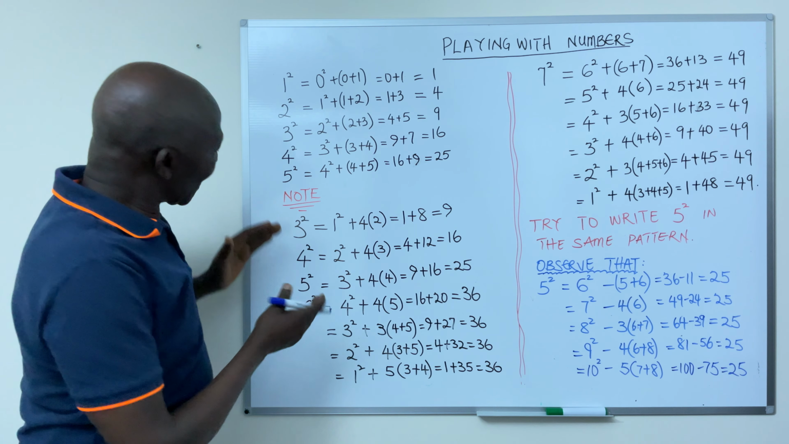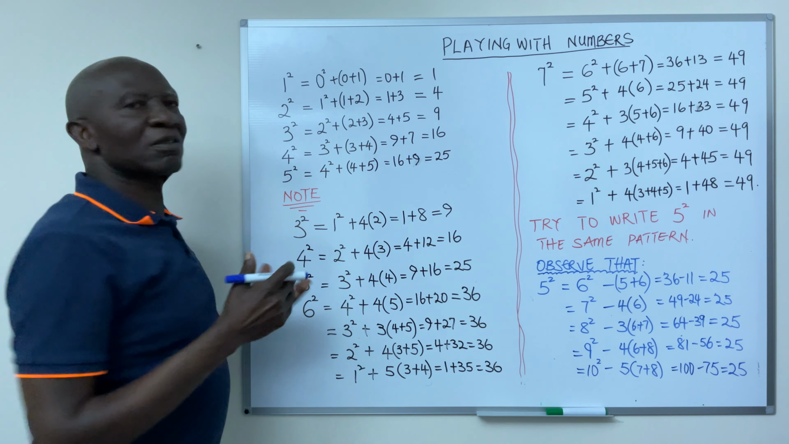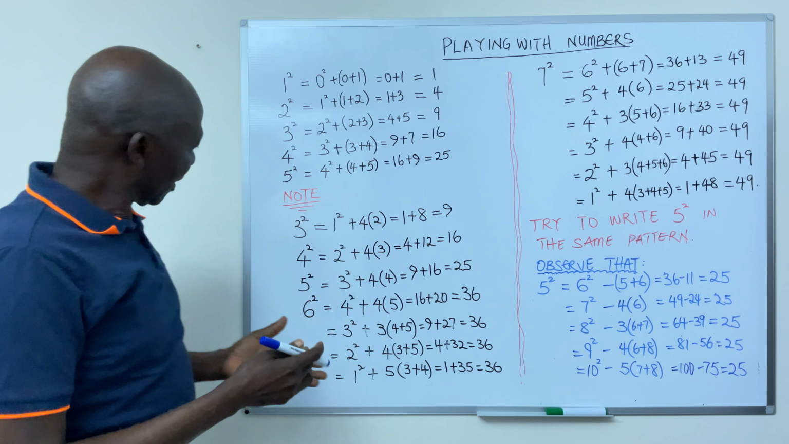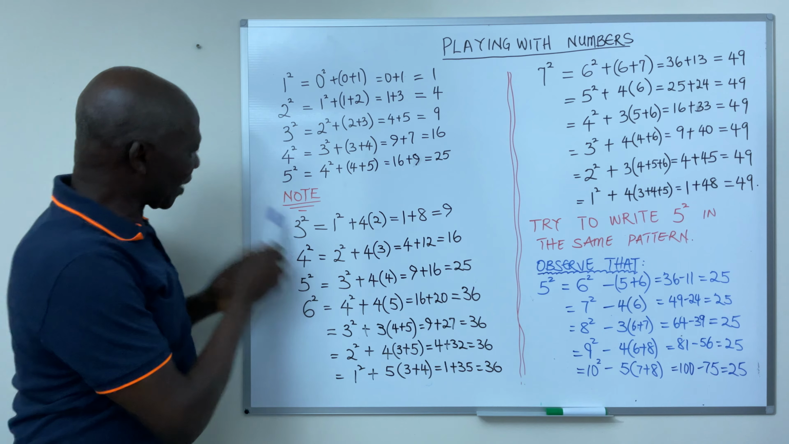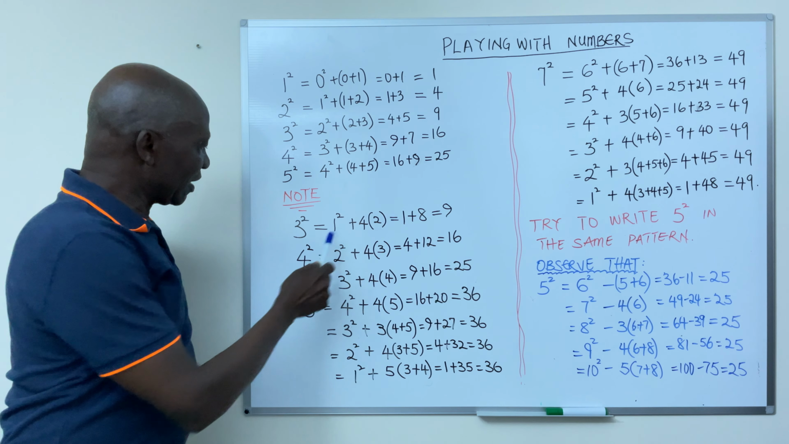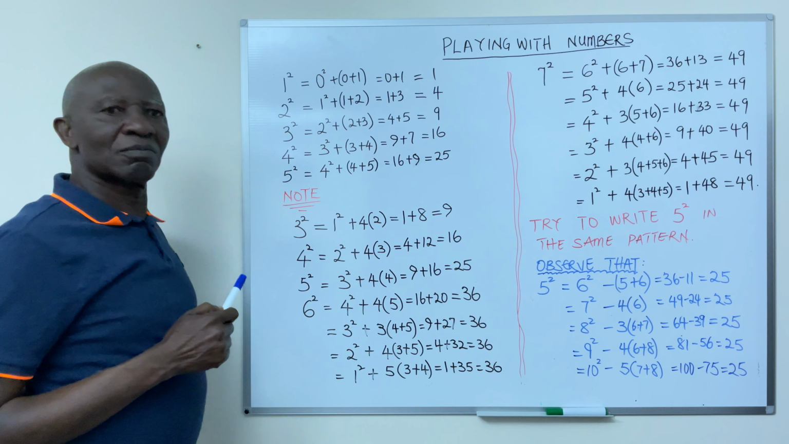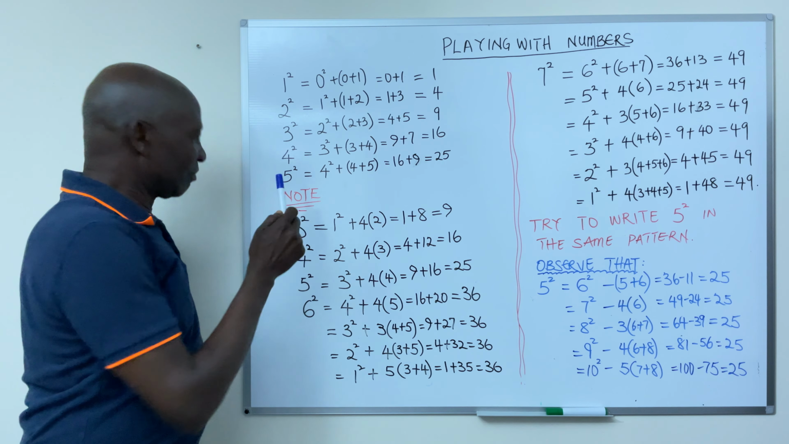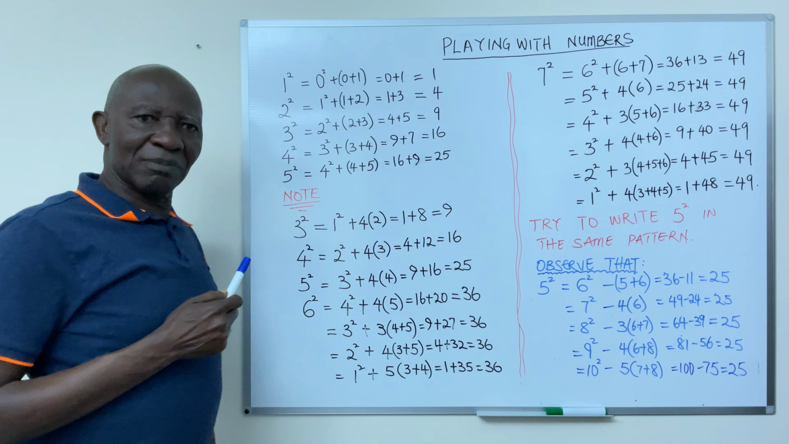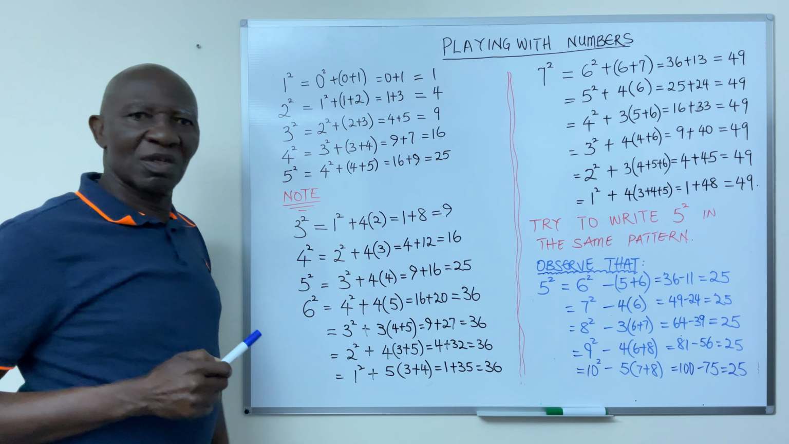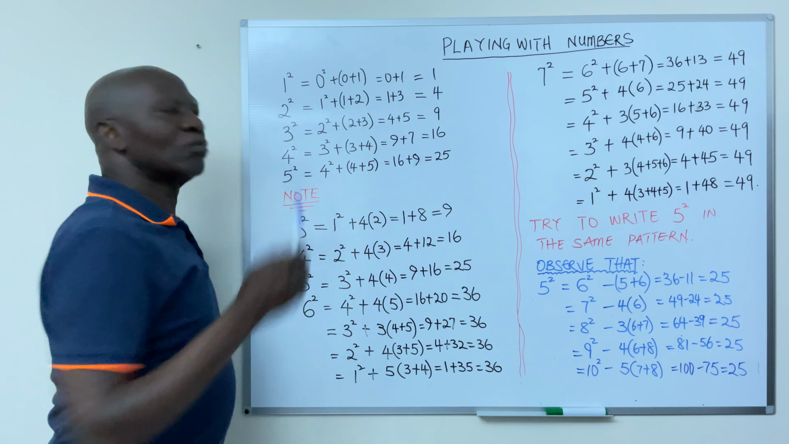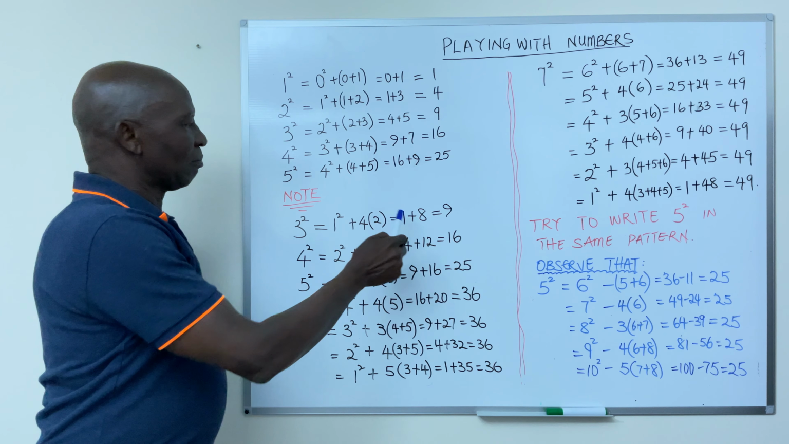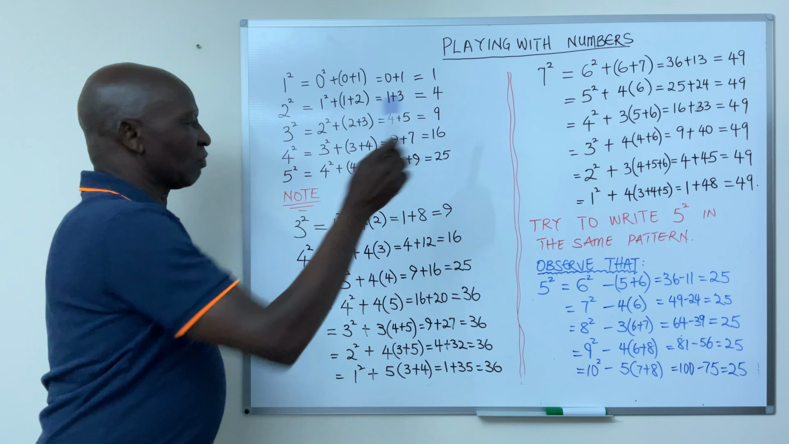Now, we can also play with these squares of numbers by rearranging them in one way or the other. Let's see what we take note of here. Look at the square of 3. This time around, it is the square of 1. If you look at 1 and 3, there is a number in between them, and that is 2. That number multiplied by 4 will give us 1 plus 8, which is equal to 9.